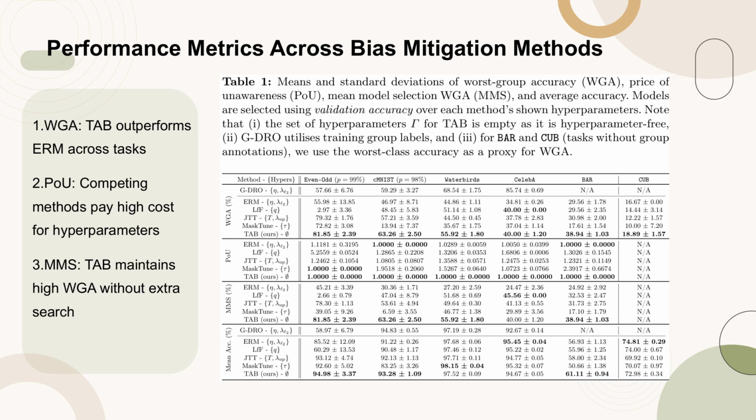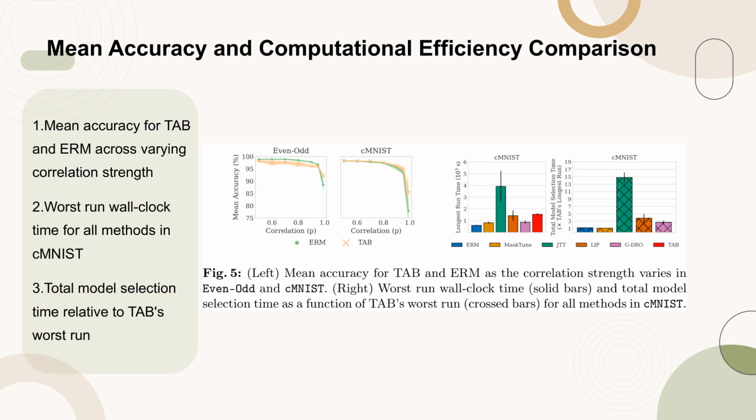Figure 5 presents a dual analysis of mean accuracy and computational efficiency. On the left, it displays the mean accuracy of TAB and ERM models as the correlation strength varies in even, odd, and CNIS datasets. This variation helps in understanding how these models perform under different levels of bias. On the right, the figure illustrates the worst run wall clock time for all methods tested in the CNIS dataset, represented by solid bars, and the total model selection time relative to TAB's worst run, depicted by crossed bars. This side of the figure highlights the computational efficiency of each method, providing insights into the time-performance trade-offs involved in model selection.